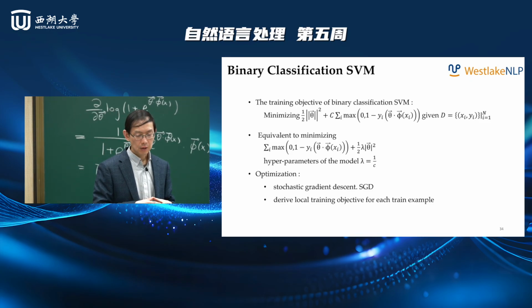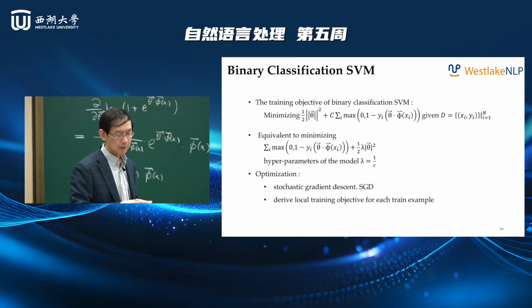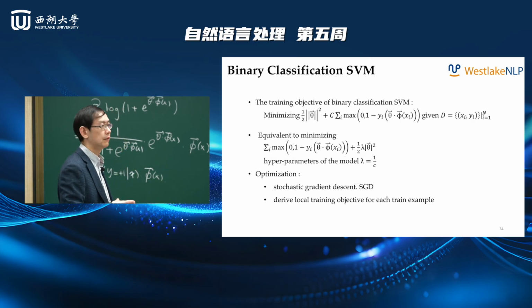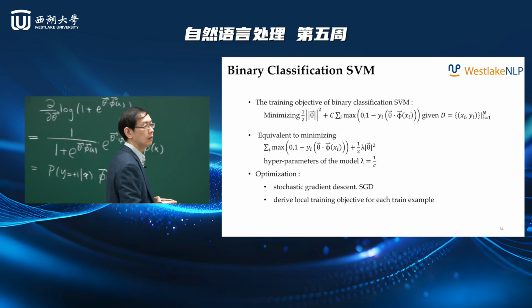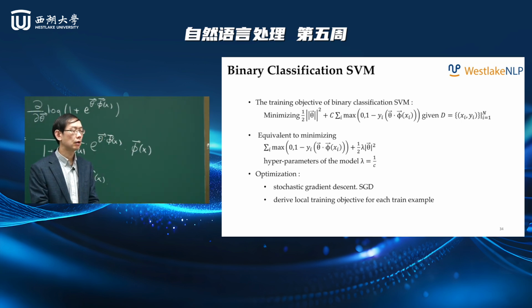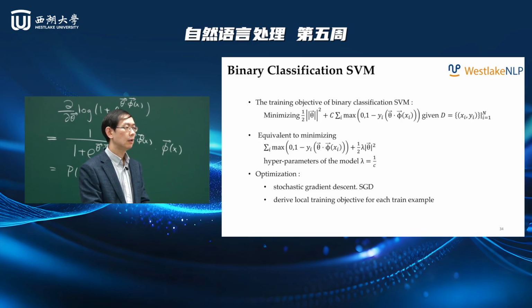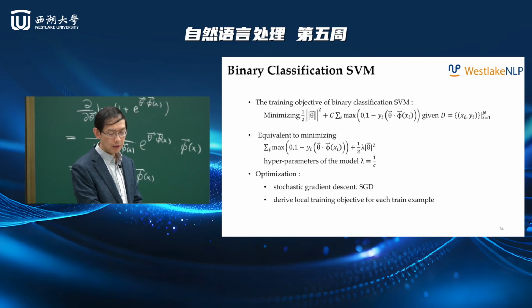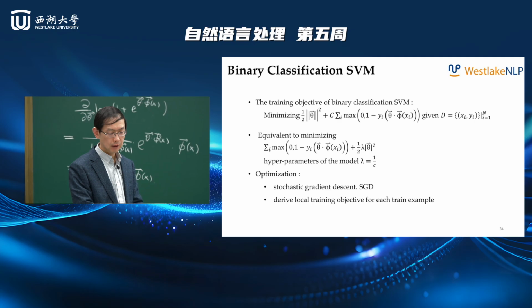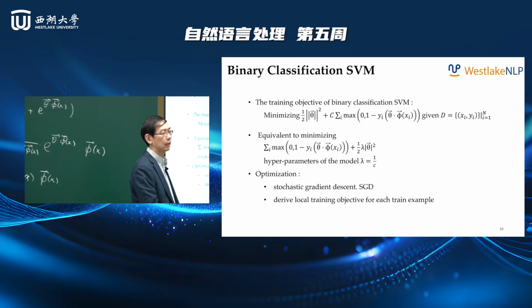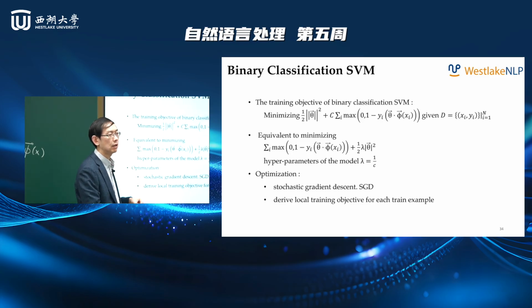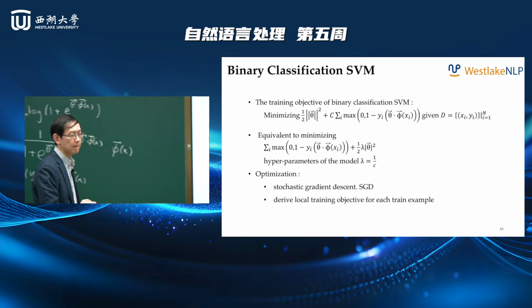But I can also turn that C into 1 over lambda, and I got this equation in the middle of the slide. That's a new training objective, which is the same, okay, it's just that I put the weight on the margin rather than on the violation. Why do I do this? I tell you the reason later, okay? But I tell you that these two objectives are equivalent, obviously, right? No need for proof.